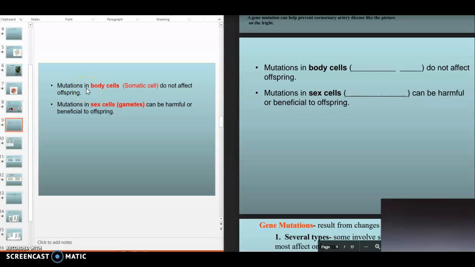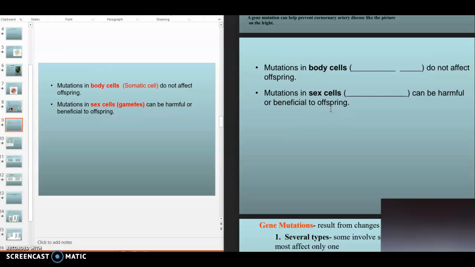Hey guys, this is Mutations, the Mutation Notes Part 2, and we're just going to do a recap on slide 9 here, where you can see I've written in the word somatic cell, so somatic cell should go in here, and gametes should go in here. It's just a synonym for body cells and sex cells. You should know these, especially going into the next chapter. I'll be talking about gametes consistently, and I won't be saying the sex cells. I'll be talking about gametes, and you should know that those two are the same thing.